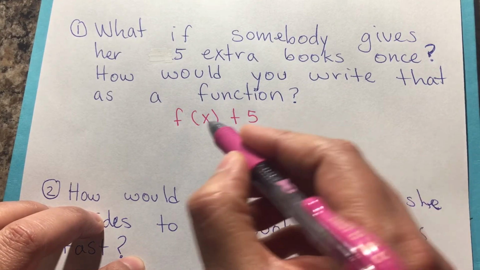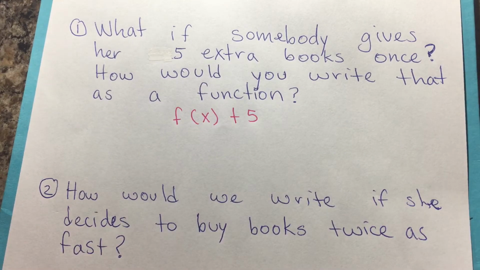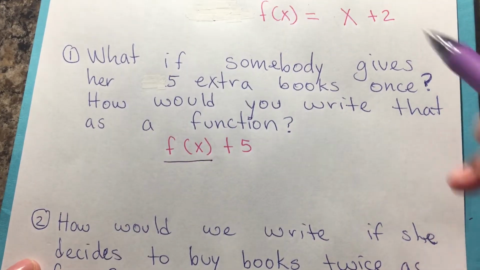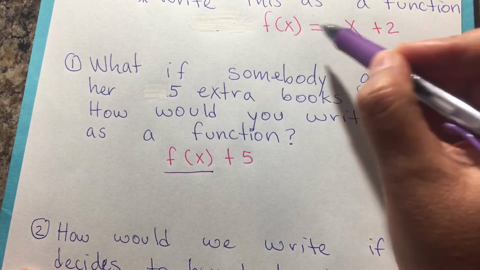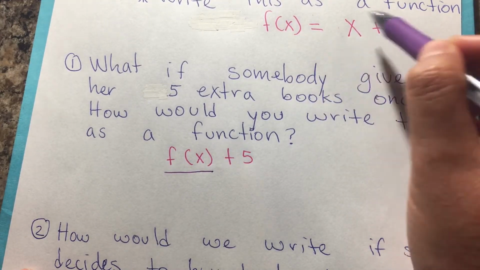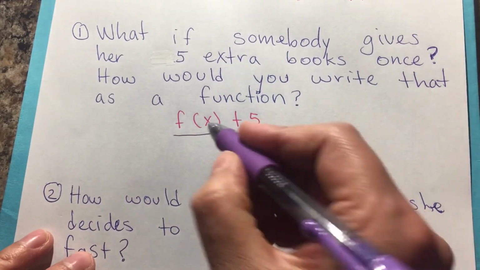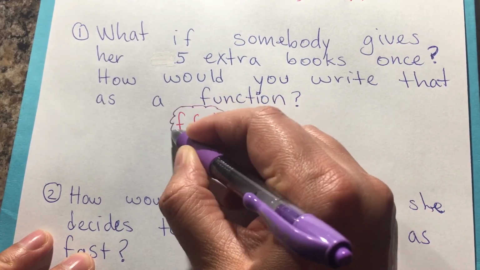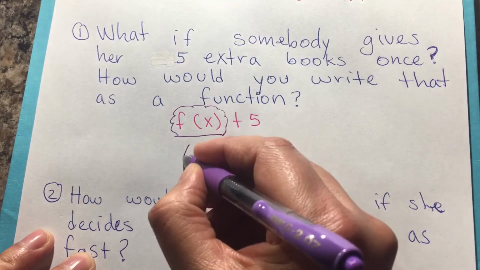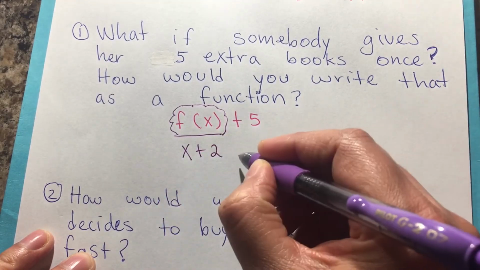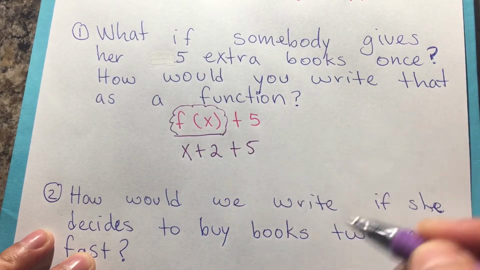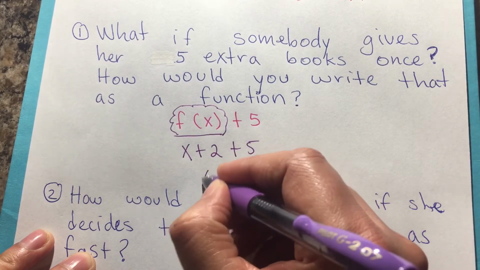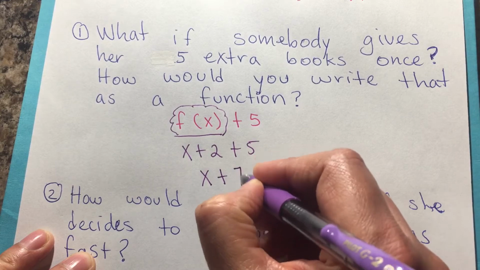what does that mean? We're going to replace f of x with what that represents. F of x for her is x plus 2. So we take away f of x, we take this out, and we replace it with x plus 2. Plus the 5 that she gets. And so that will be equals to x plus 7.